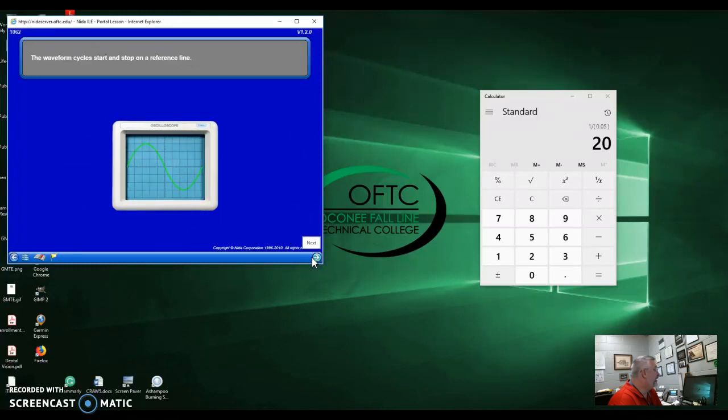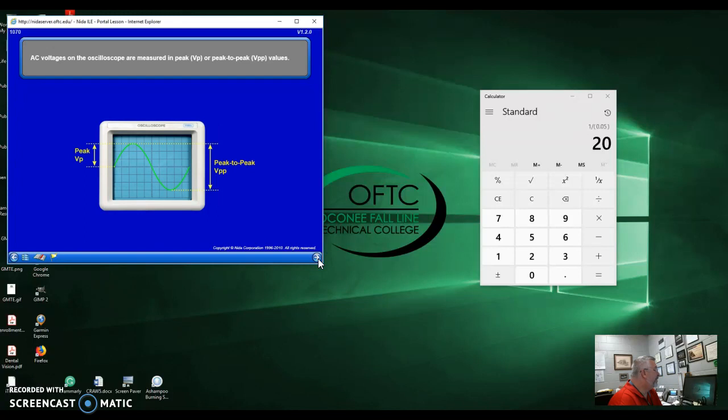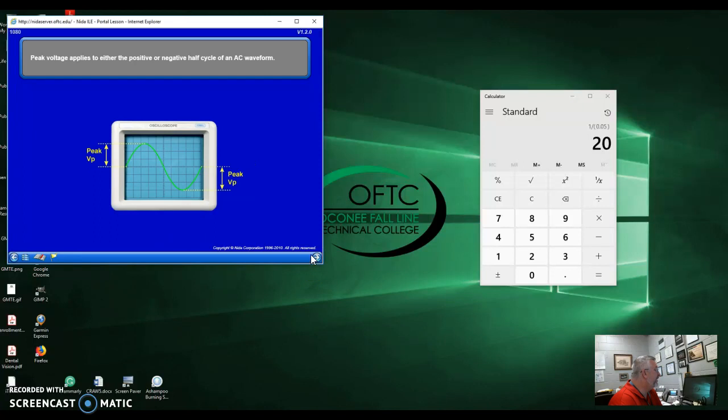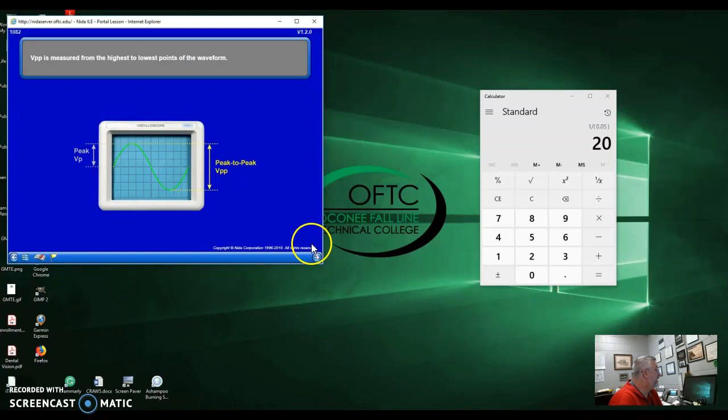The waveform cycle starts and stops on a reference line, so we like to use that 0 line there. And we talked about peak to peak already, high peak, low peak. Should be sinking in by now. And a single peak is half of the peak to peak. It's the 0 line either to the positive or the 0 line to the negative. That is a peak value, so peak is equal to 1/2 of peak to peak. So pretty easy math there. That shouldn't elude anybody at all.